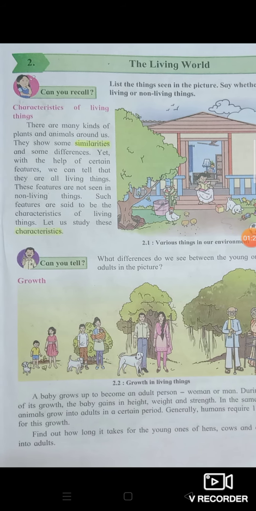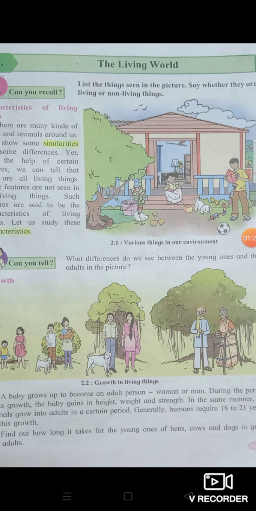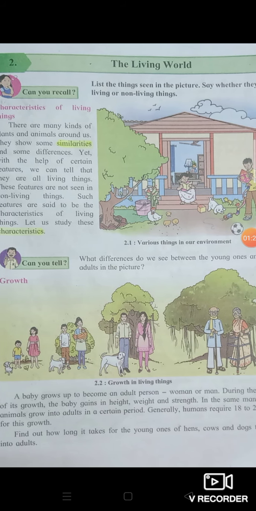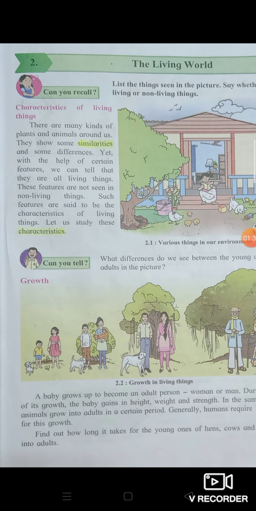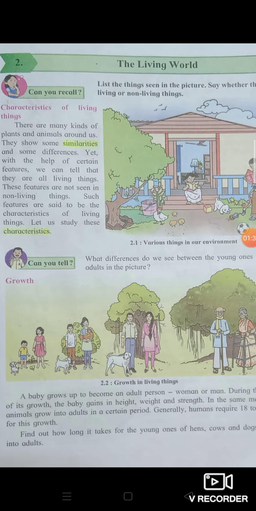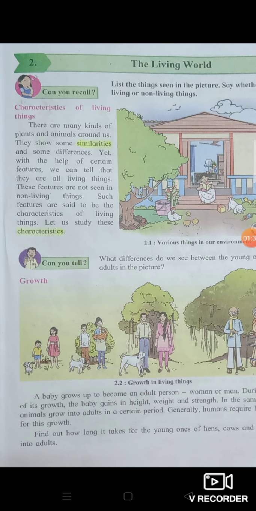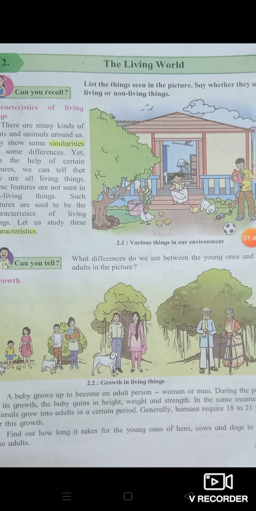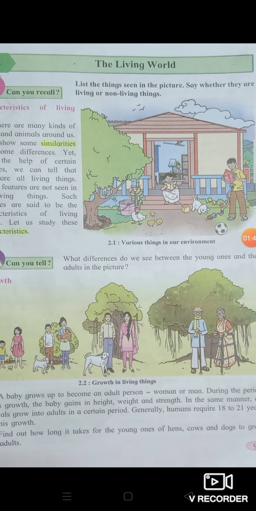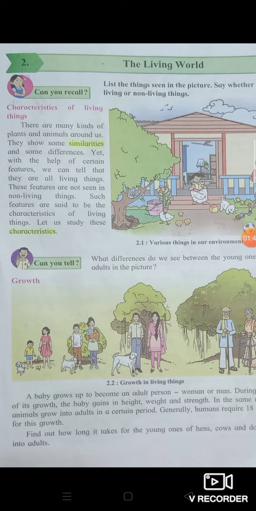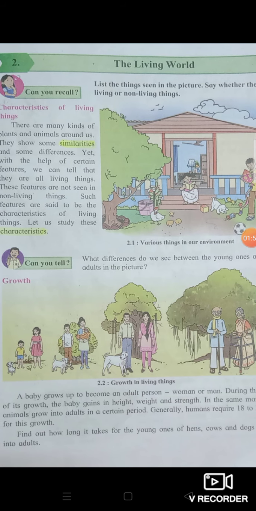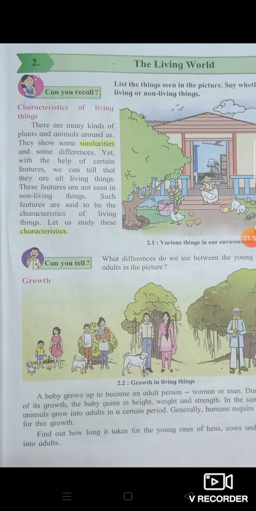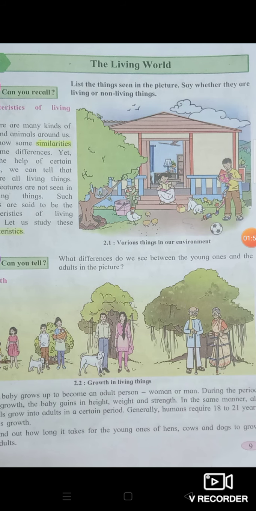Growth. We can see in picture 2.2, growth in the living things. What differences do we see between the young ones and the adults in the picture? See, in the first picture we can see girl, boy, puppy and sapling. But when you observe the last picture, you can see they become man and woman. See that a baby grows up to become an adult person, woman or man. You can also see a puppy becomes a dog, and a sapling becomes a big tree.